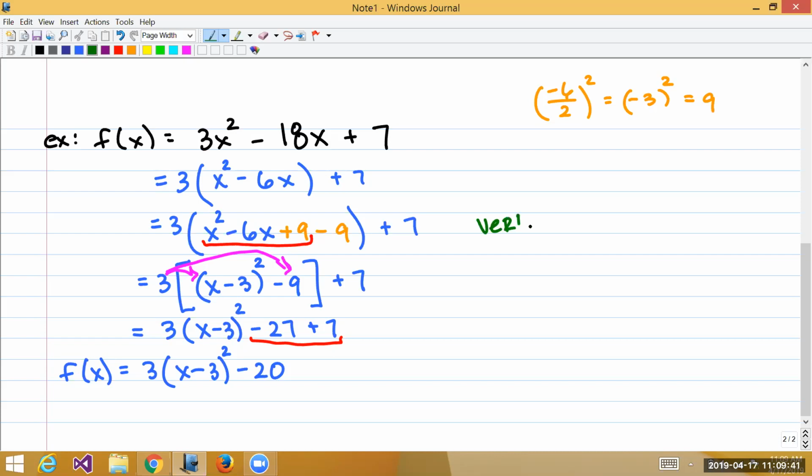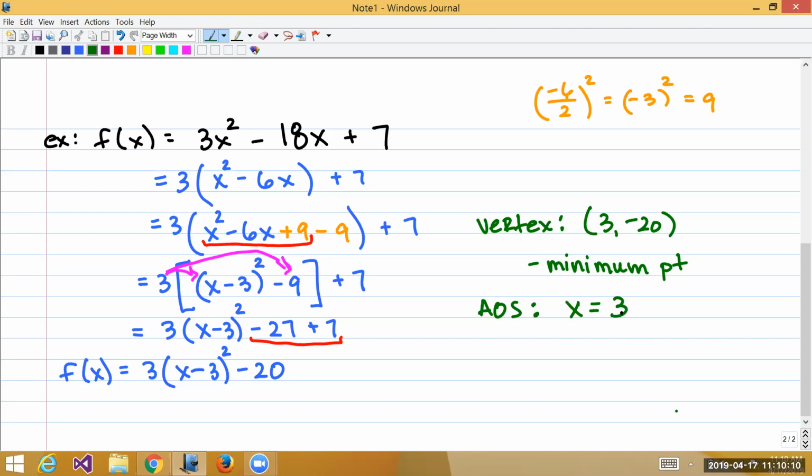We can go ahead and identify the important characteristics. So what is our vertex? Our vertex is the point 3, negative 20. Is the vertex a maximum or a minimum? Well, the coefficient of our first term, our squared term, is positive. That means it's opening upward, which means this vertex is a minimum point. And our axis of symmetry is the vertical line x equals 3.